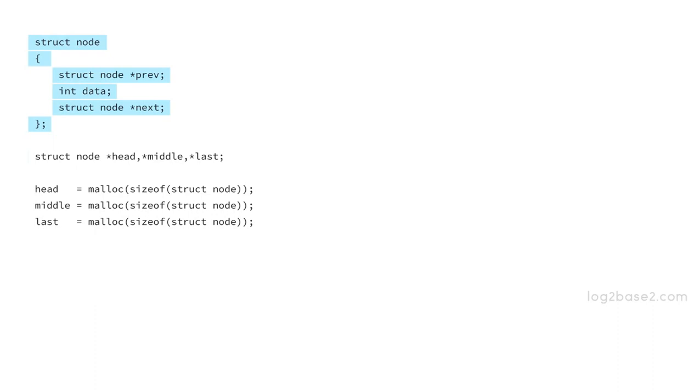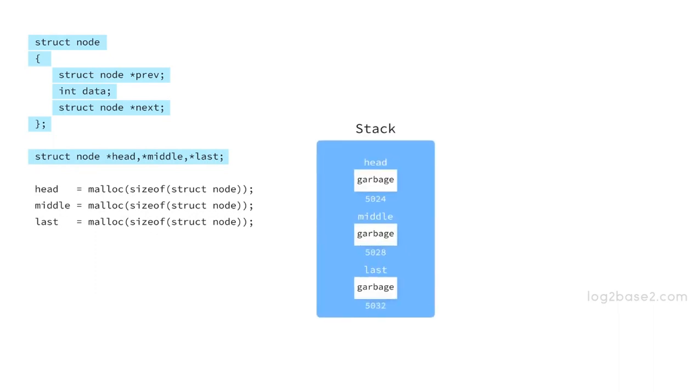Next, we have integer type data to store the information. And then we have struct node star next and it is used to refer to the next node. That is, it will be holding the address of the next node. Now declare the pointers of type struct node, head, middle and last. So memory is allocated in the stack.